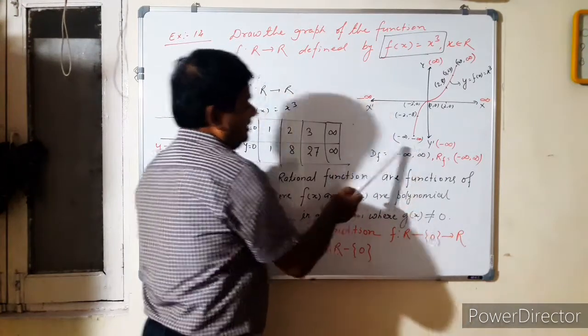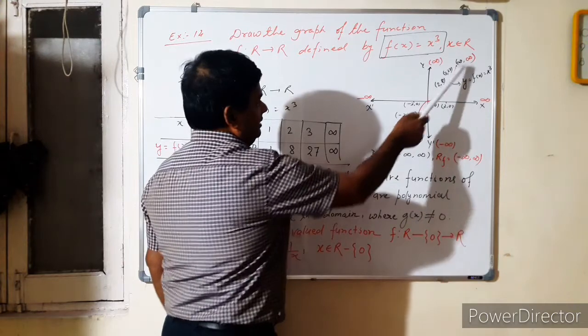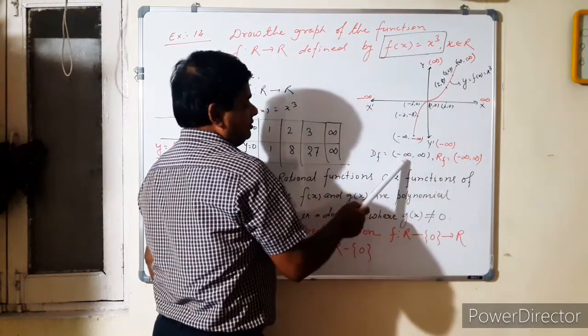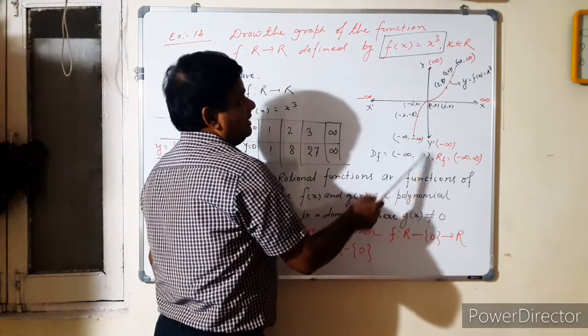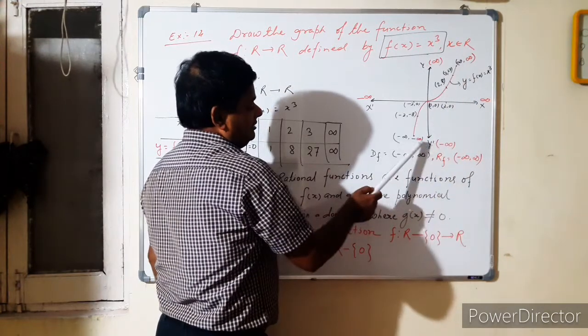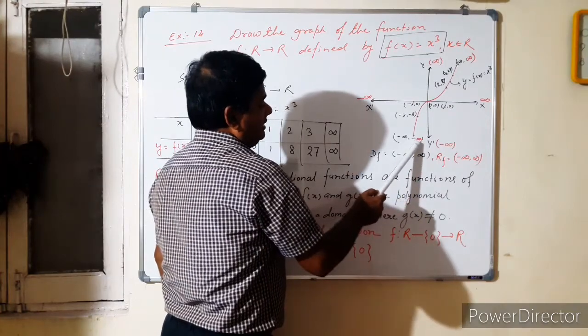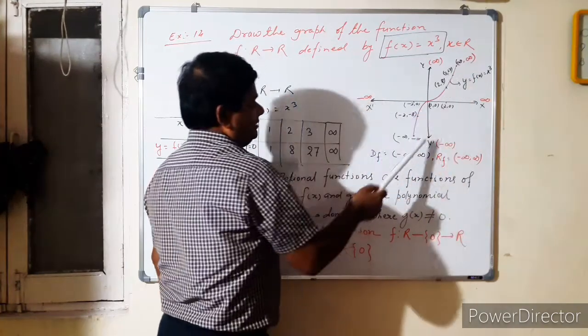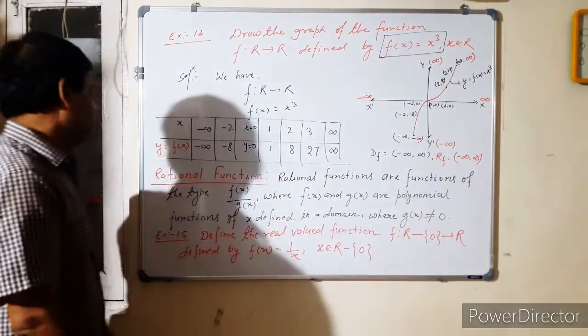So domain: see here, the x coordinate is the domain. So minus infinity to plus infinity. So the domain of f is minus infinity to plus infinity. And here the range is the y coordinate, minus infinity to plus infinity. So this is the domain and this is the range.